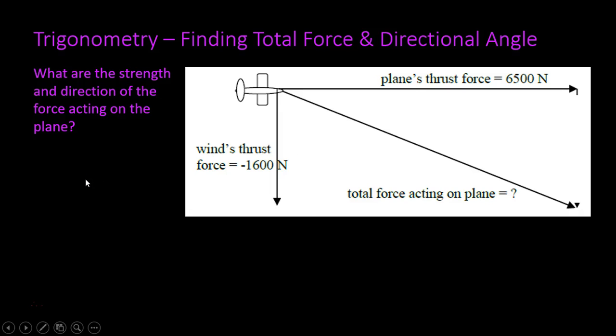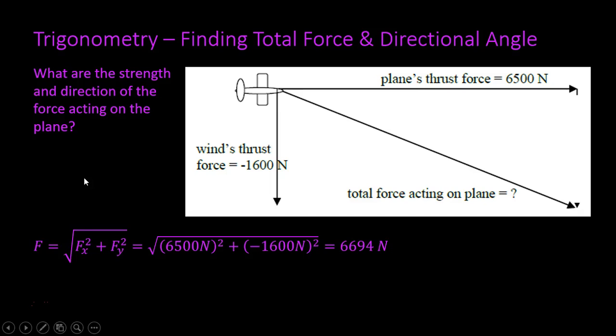First, let's find the strength of the total force. We'll use our version of the Pythagorean theorem, plug in our x component forces and our y component forces, crunch the numbers in the calculator, and we find out that the total force acting on the plane is 6,694 newtons. Now let's move on and answer the second part of this question. What is the direction of this? So we're going to find the direction as an angle theta measured counterclockwise from the positive side of the x-axis.